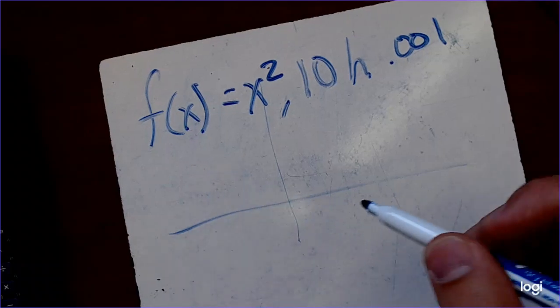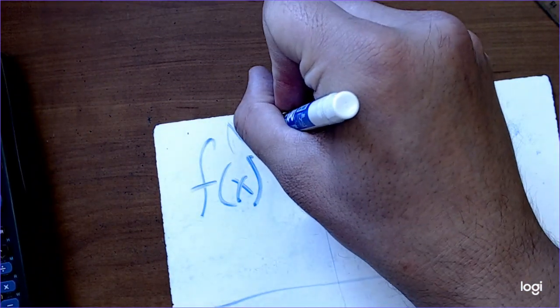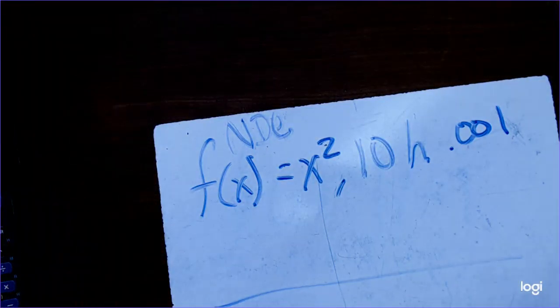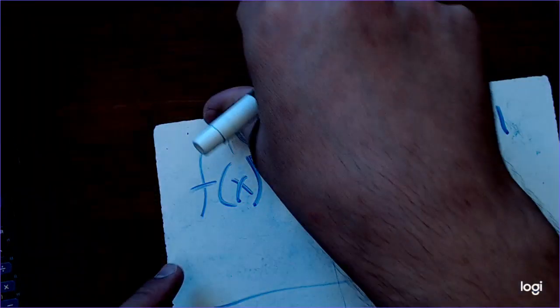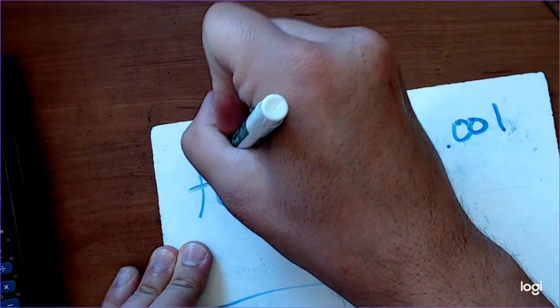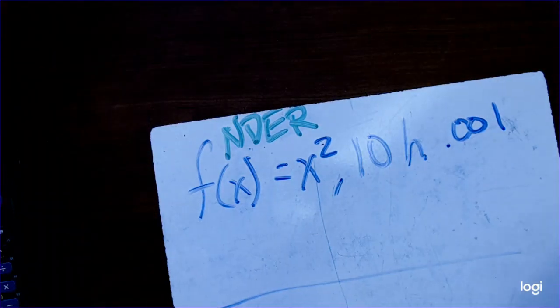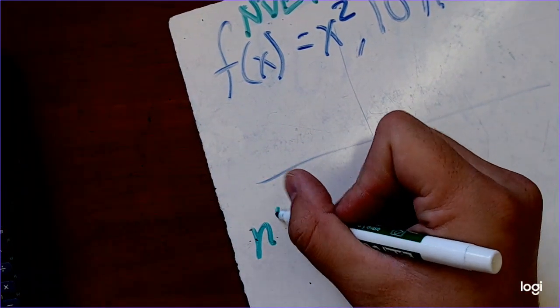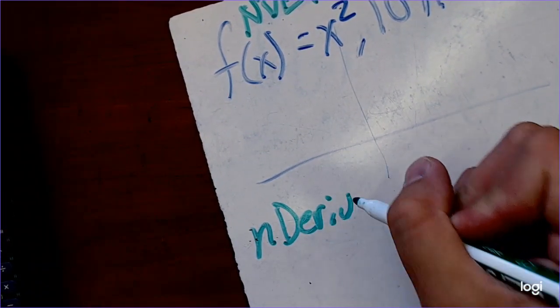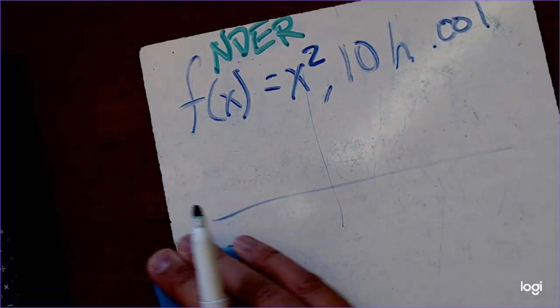If they want you to calculate a numerical derivative, your book is going to say nder, N-D-E-R. Later we'll see your calculator calls it nDeriv. Same thing. So nder, nDeriv, same thing. We're not doing the calculator version yet though.